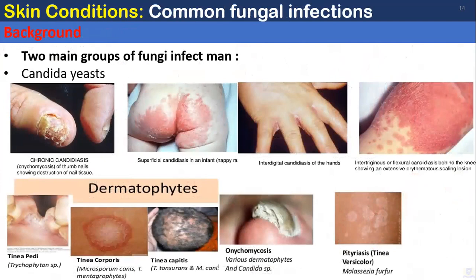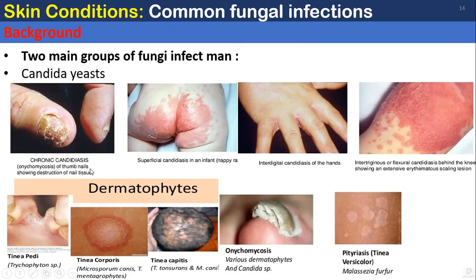Now we will talk about fungal infection. There are two main fungi that infect humans: either candida yeast or dermatophytes. The candida yeast may cause many superficial infections, like in these pictures: chronic candidiasis, onychomycosis that may affect the nail, napkin rash, interdigital candidiasis, or intertriginous flexural candidiasis. Okay. Flexural candidiasis in this condition.